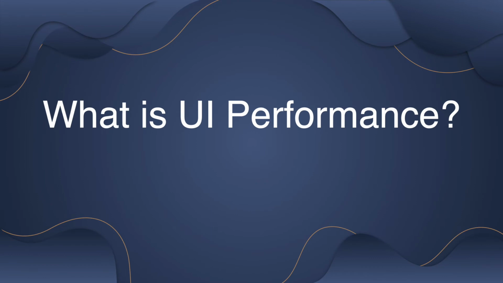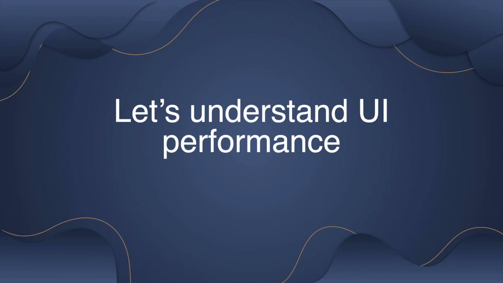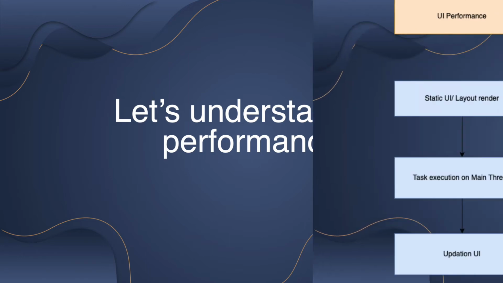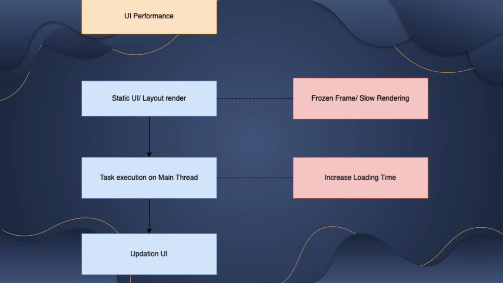So generally, applications load static UI or dynamic UI, but they render it. And we can say if the layout is very complex, where the tree hierarchy is more, then internally it will take more time to parse and render. So the frozen frames or slow rendering will be more in that case. And also the task execution time of a method can impact the UI performance. So that will increase the loading time.